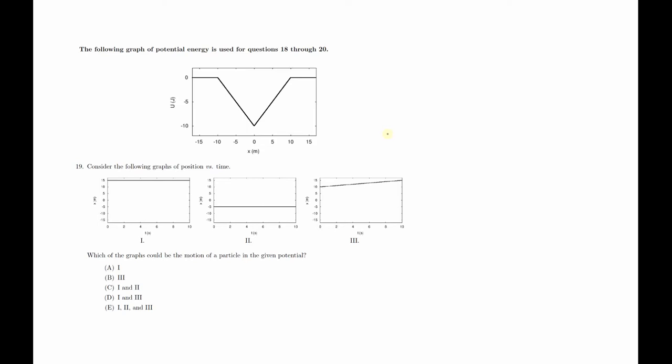Number 19, consider the following graphs of position versus time. Okay, this time we have a position on the vertical axis and then the time on the horizontal axis. So what we can do is focus on our position here. So for the first case, our study becomes x equals 15 meter. So we'll look specifically at 15 meter in our potential versus position graph.